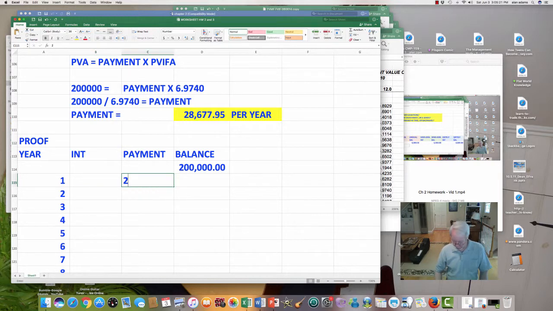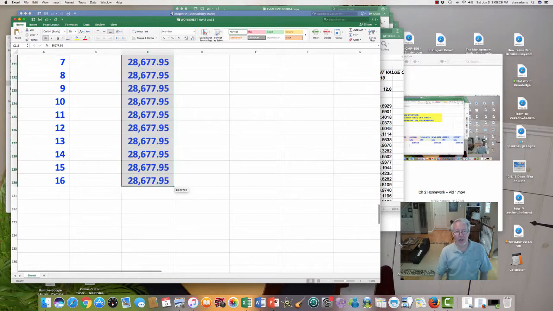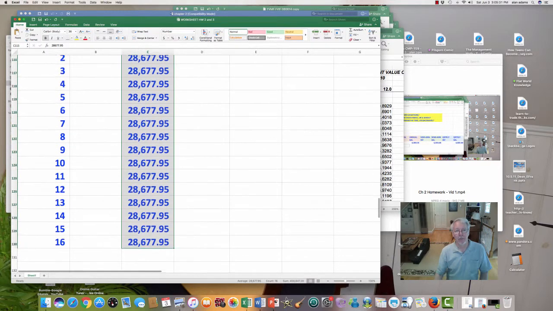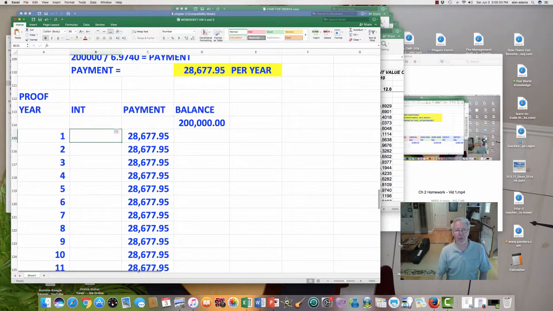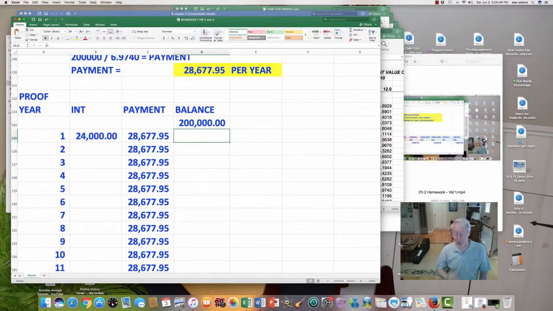That payment is going to be $28,677.95. So I'm going to take that number and replicate it all the way down. That's how much he wants to take out every single year. Now that $200,000 goes to work for him right away, and it goes to work for him at 12%. So in the first year, he's made himself $24,000. Then he's going to take 28 out.